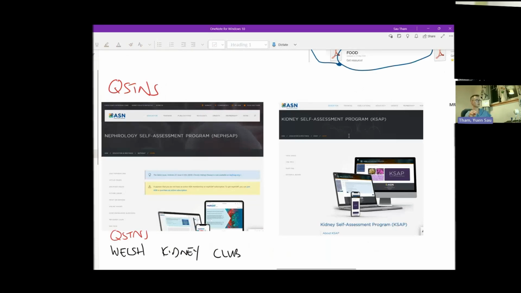And the thing about the KSAP questions is that they are pitched much harder. They're at least maybe 3 times harder than the exam questions. So they're actually much harder.